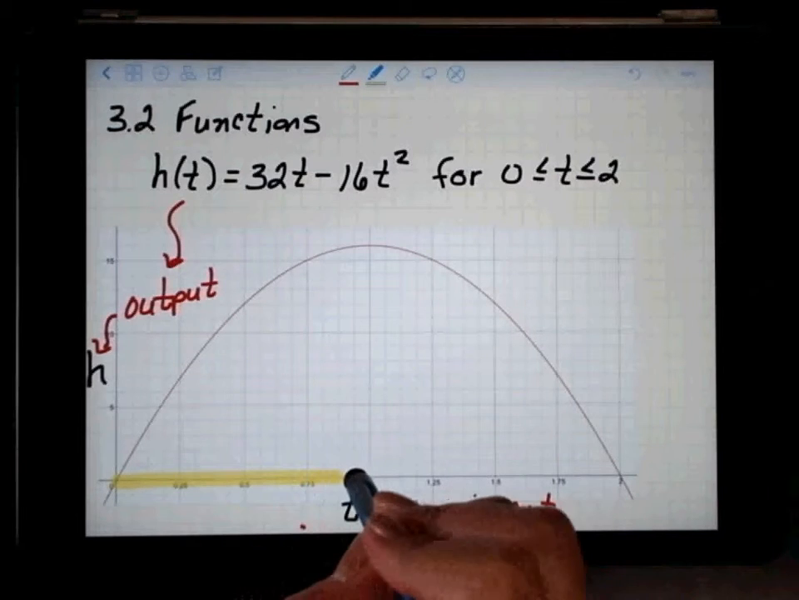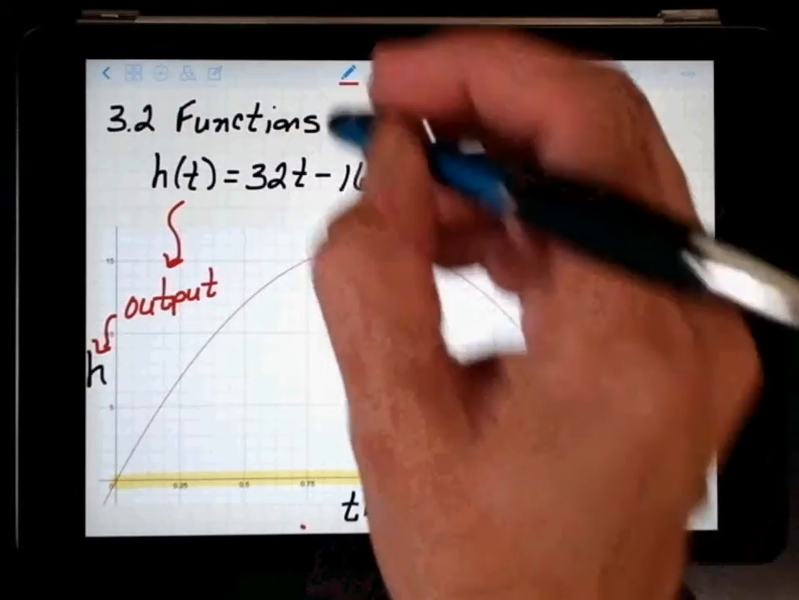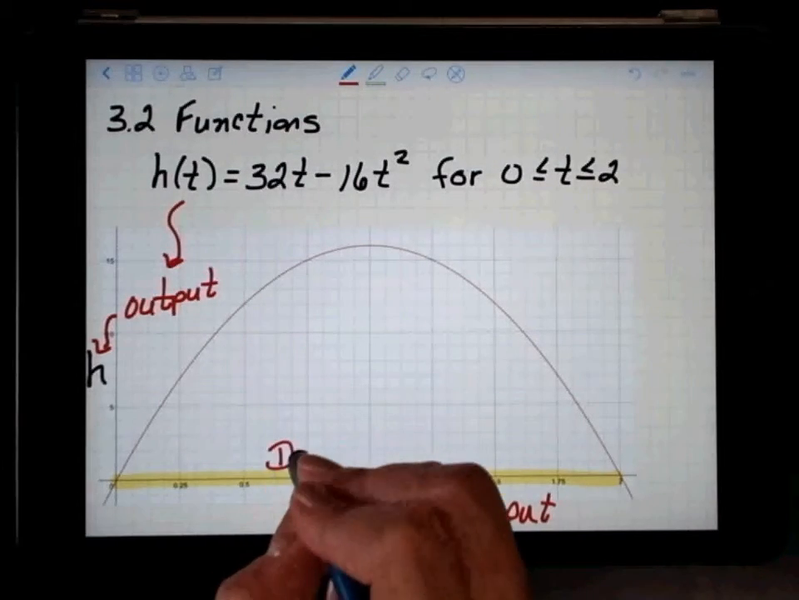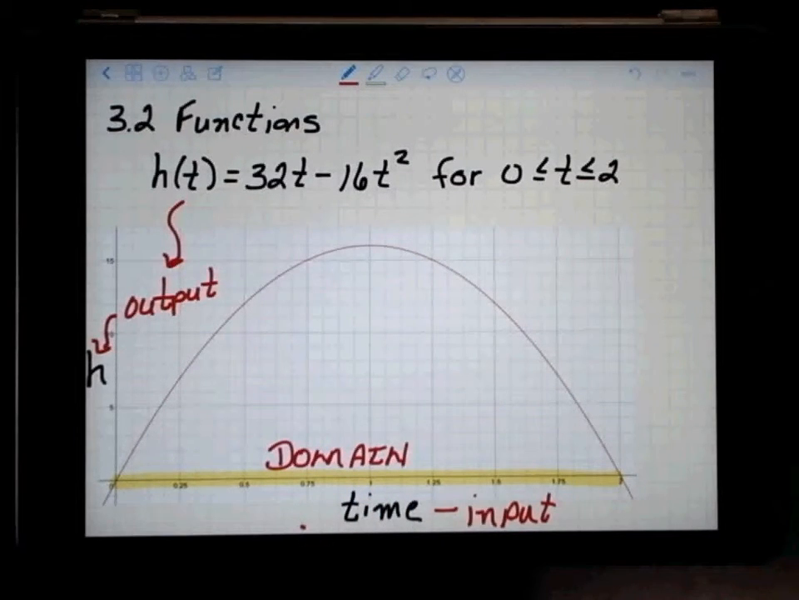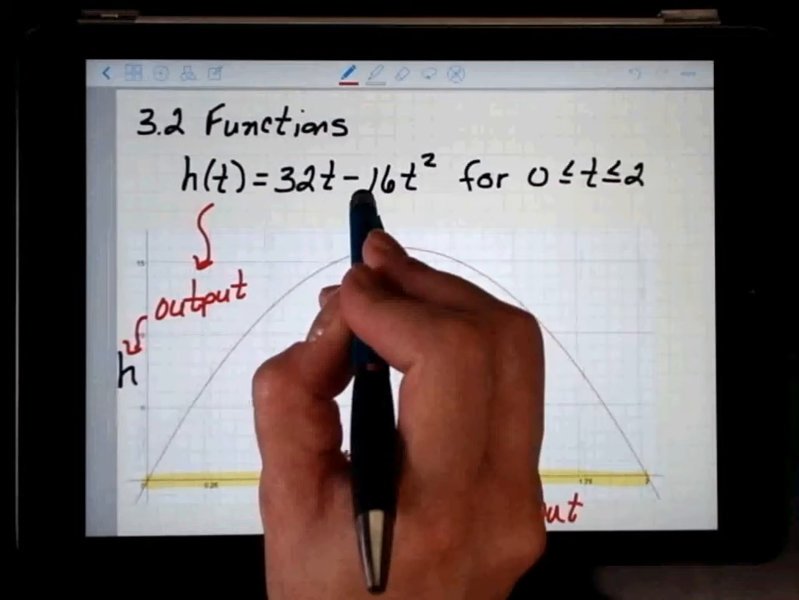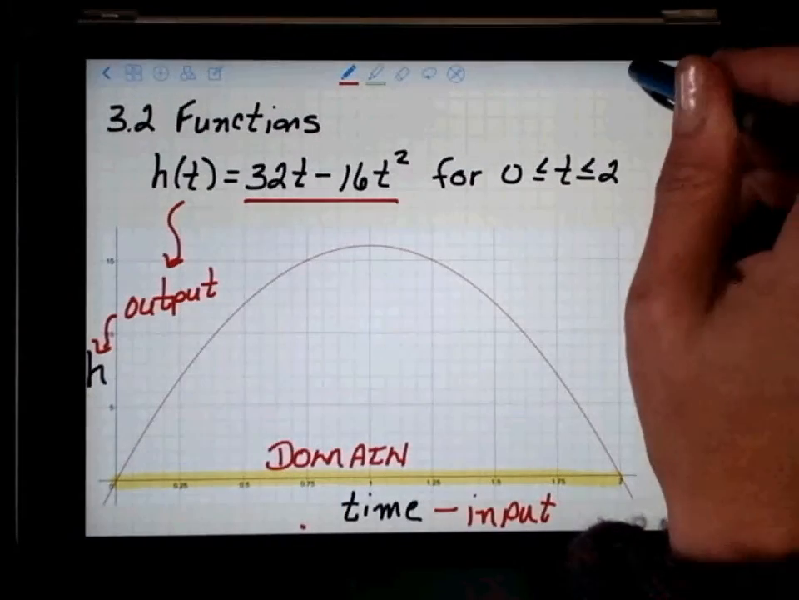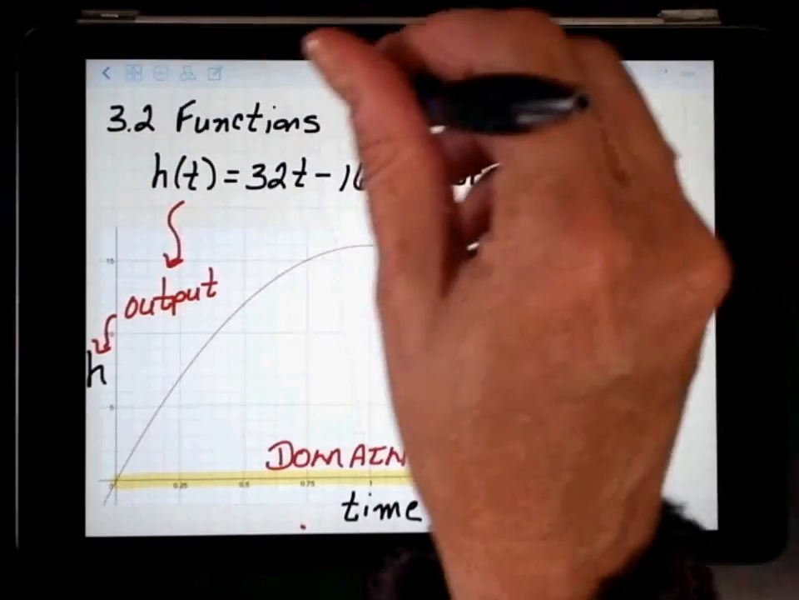So this portion of my x-axis, that's just one region of the x-axis, right? That region is called the domain. The domain of the function is the region of the x-axis that we can input into the function. Or another way of saying it is it's the set of all numbers that we can plug into a function. For polynomial functions, and this is an example of a polynomial function, the domain will be all real numbers.